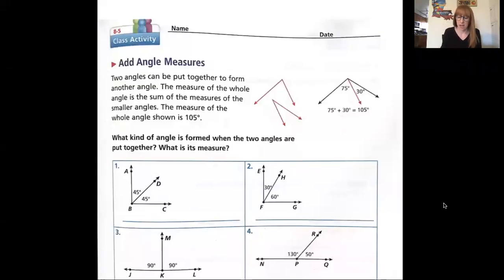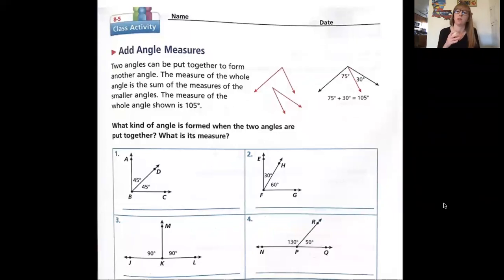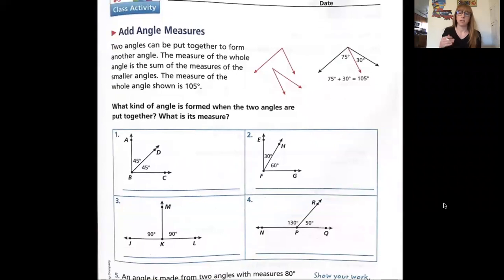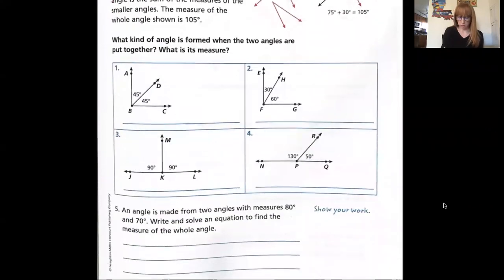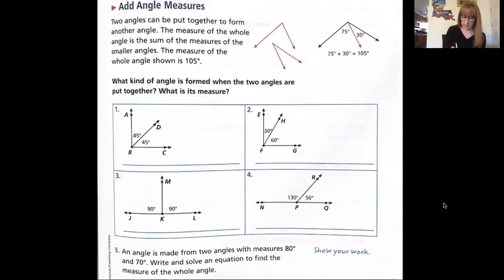Fourth graders. For today's math lesson, we're learning more about what we started yesterday with adding and subtracting angle measures to find a greater angle measure or to find an unknown. So first, for adding angle measures, we just really take what we know and add them together to find the larger angle measure. So if we look at the example that they give us here, it says two angles can be put together to form another angle.